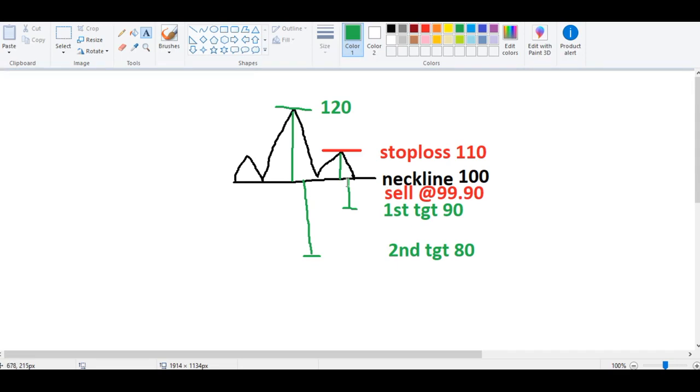We will enter the moment it breaks below the neckline, because these are breakout patterns. We will only enter on the breakout, not before, not assuming that it will break, only the moment it breaks. So I will sell at 99.9. First target is the distance from the stop loss to the neckline. Second target is the distance from the head to the neckline. That's it. The moment it reaches your second target, you can close your position.